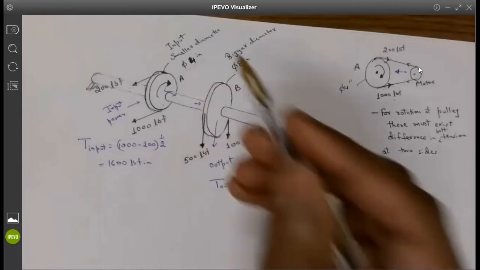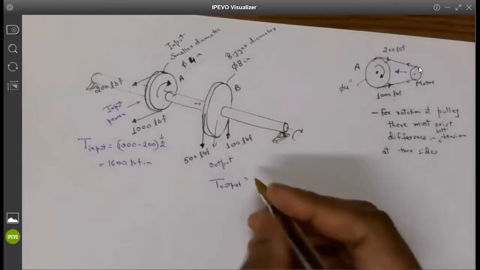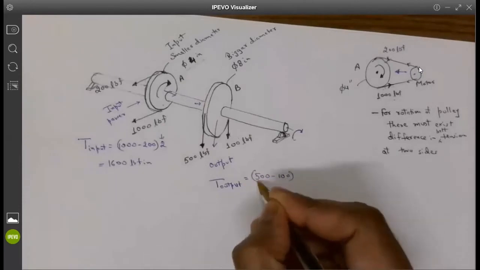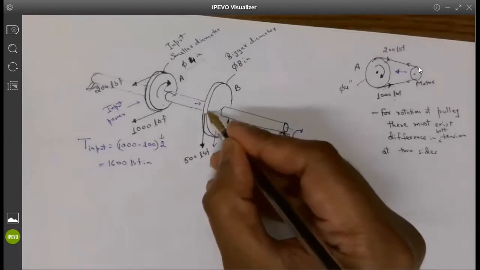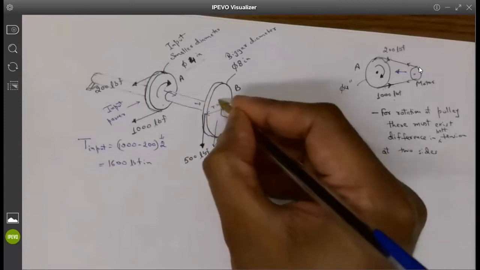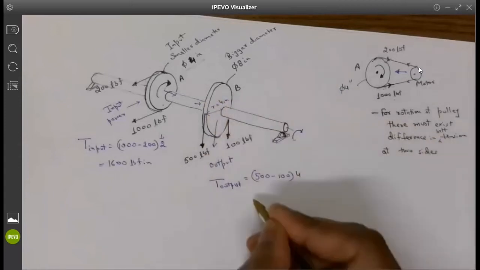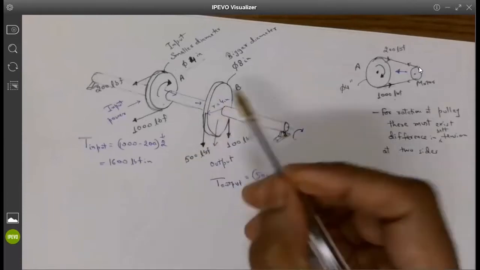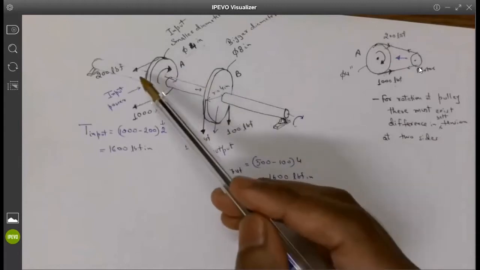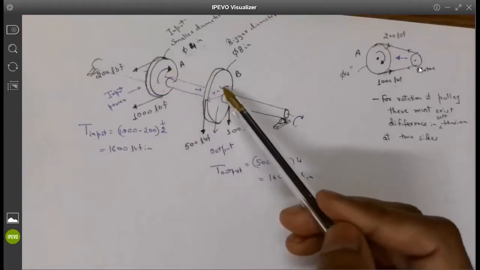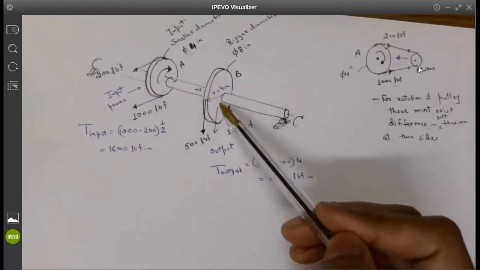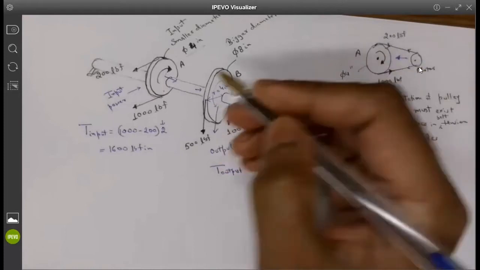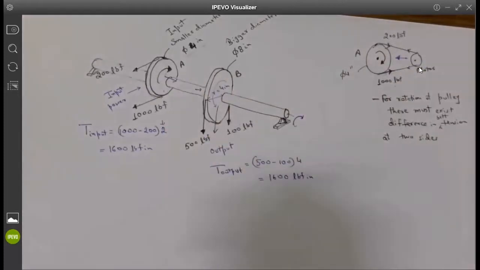So torque output would be in this case 500 pound force minus 100 pound force times the radius. The radius is basically 4 inches. So 4 inches, and this is going to be 1600 pound force inch. So it basically means the torque has to be balanced. This is the input torque, and the output torque would be balancing it in the other direction. And that is how the torque is getting balanced.